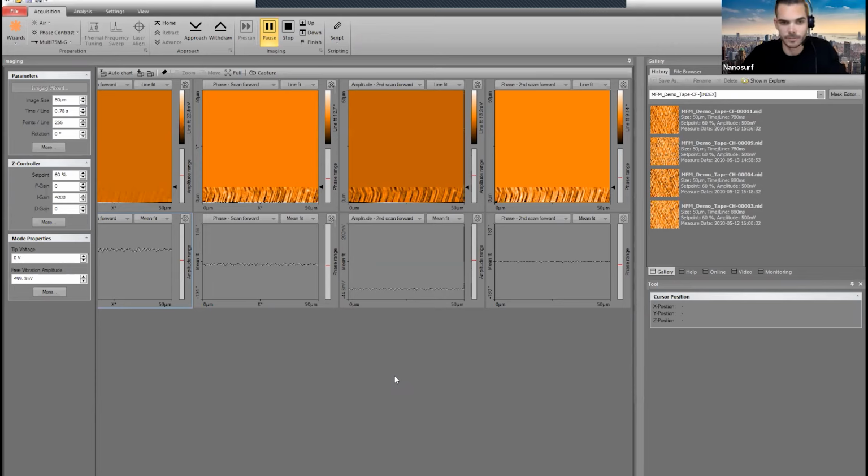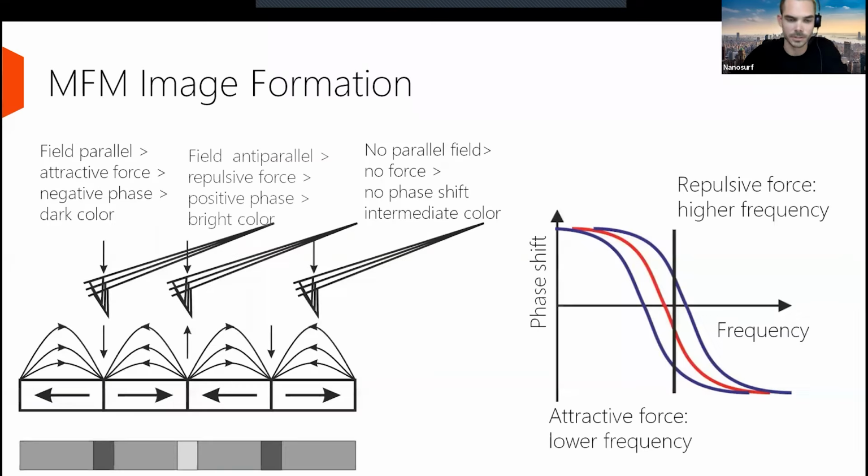I have one question. I think that was already touched upon earlier, but maybe you can elaborate a bit. So in the MFM image, how do you see where the attractive and where the repulsive forces are measured? How can you see that in the image?